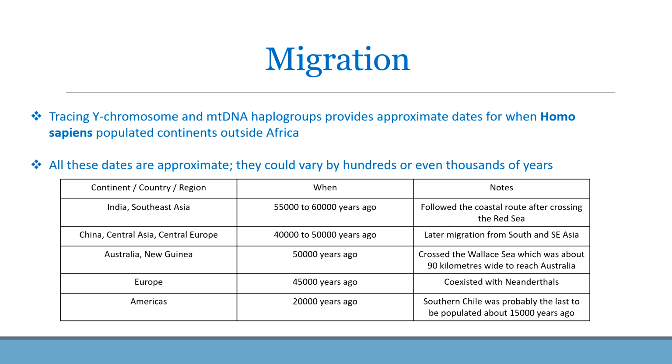Homo sapiens crossed the Wallis Sea, which separated Sunda, where Sumatra, Java, and Borneo were linked by land due to low sea levels, from Sahul. Australia, New Guinea, and Tasmania were one landmass due to the same reason, and was about 90 kilometers wide. Europe was populated about 45,000 years ago, where they coexisted with the Neanderthals. The Neanderthals became extinct about 40,000 years ago. The Americas were populated about 20,000 years ago. Chile was populated about 15,000 years ago.